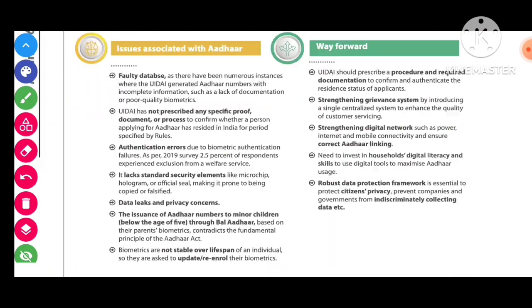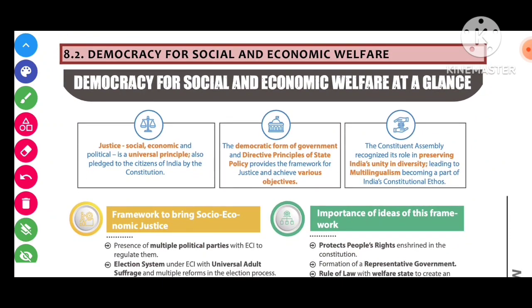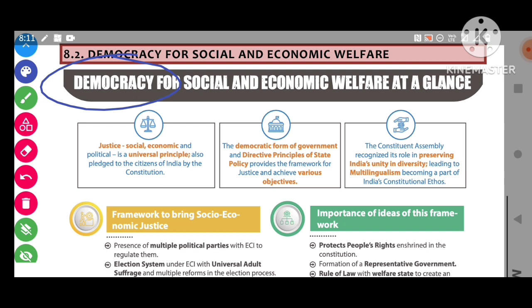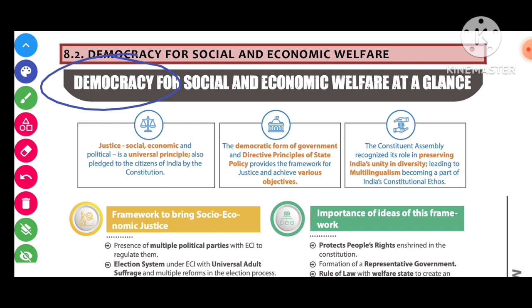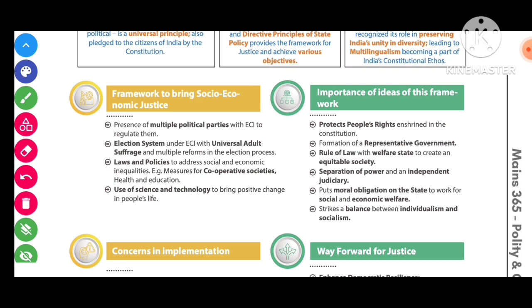Okay, and democracy for social and economic welfare. What is democracy? Earlier I have told this. And justice, social, economic, and political is a universal principle also placed to the citizens of India by the Constitution. So given here in the Constitution. And what are the frameworks to bring socio-economic justice? So these are the frameworks that can bring the socio-economic justice for all.